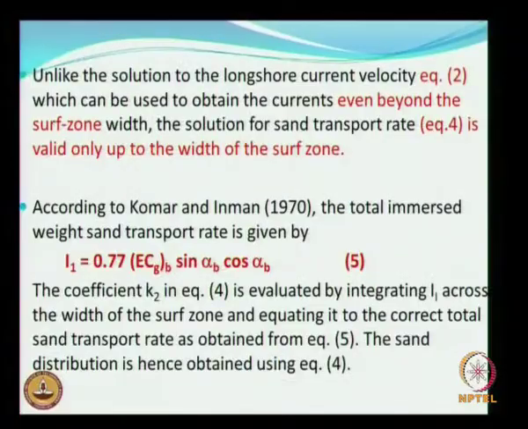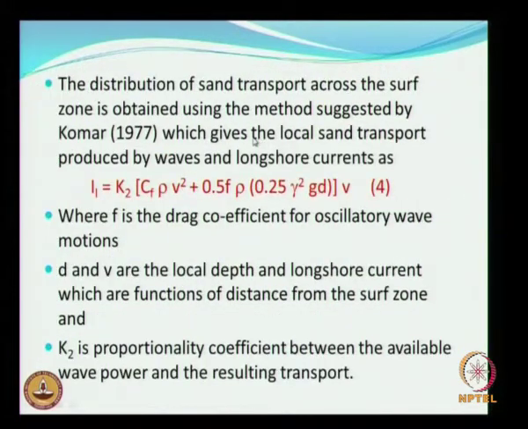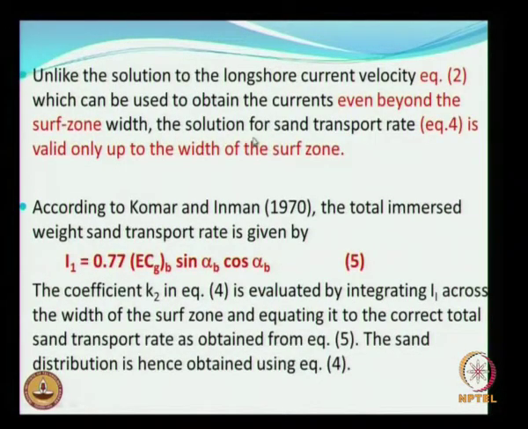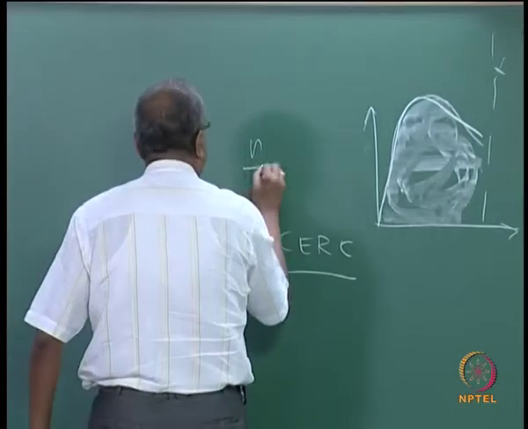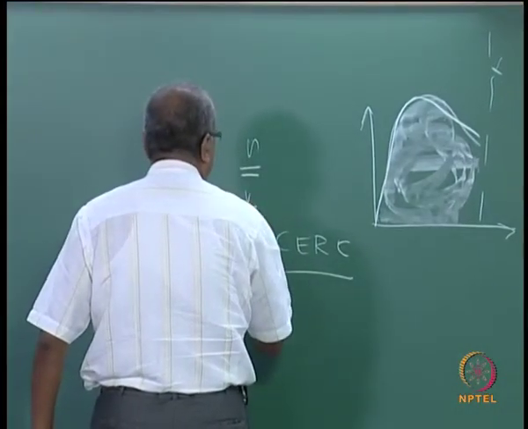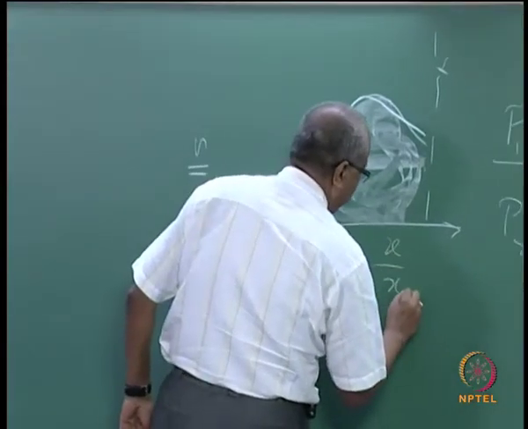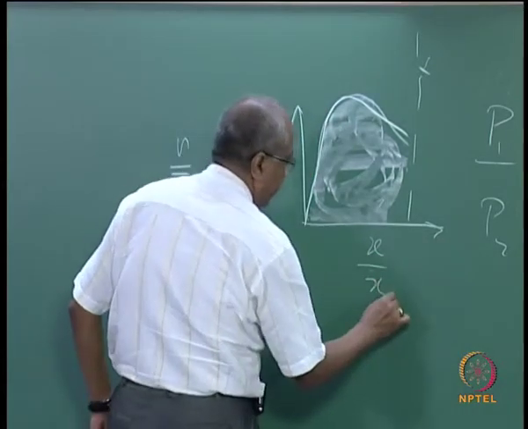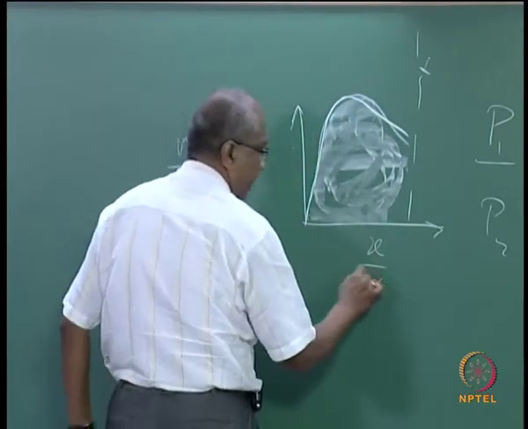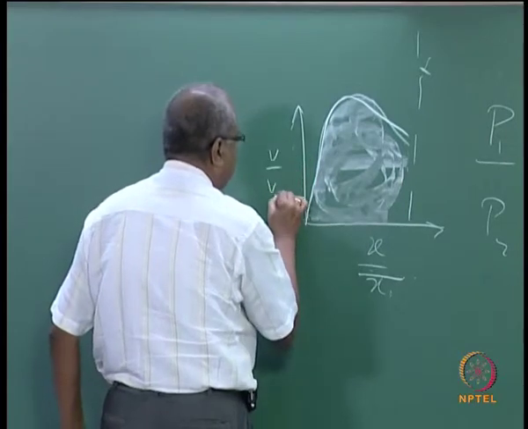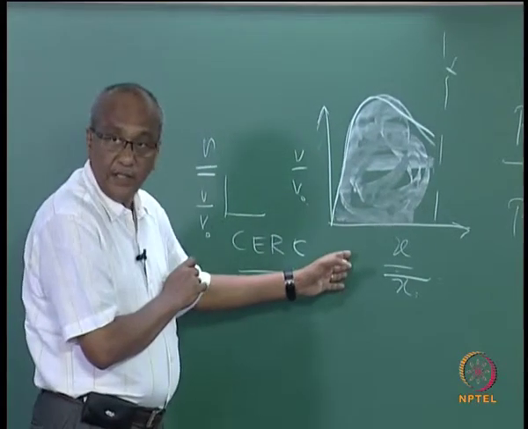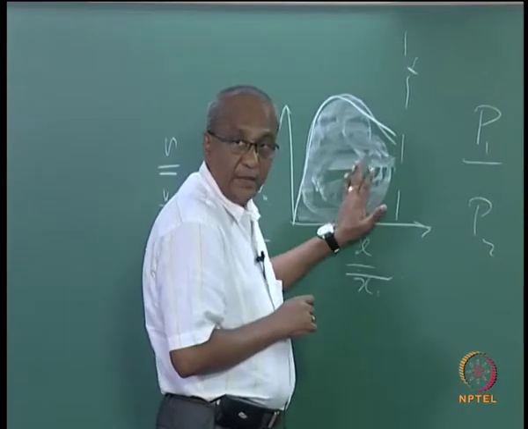The solution of the transport rate that is given in the earlier equation is valid only up to the width of the surf zone, because as we have seen, the longshore current velocity, that is V by V naught, we drew, for example, this was maybe the surf width. This is what we had, remember, yesterday we have seen.